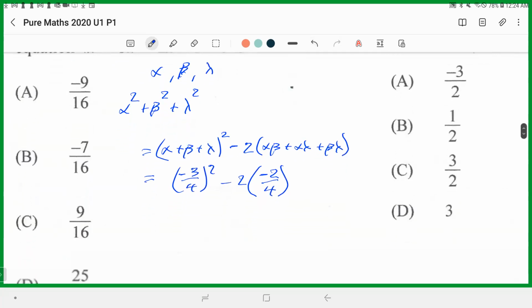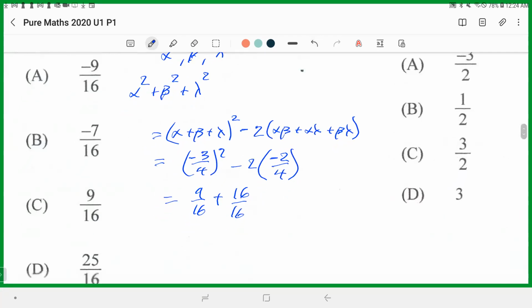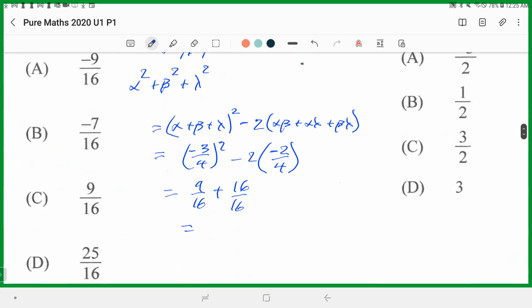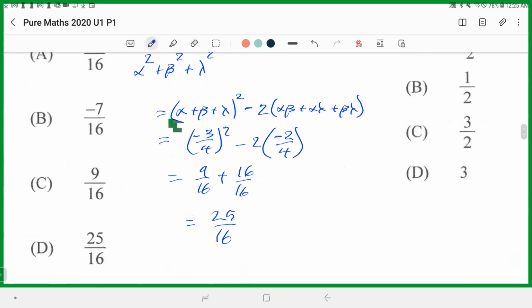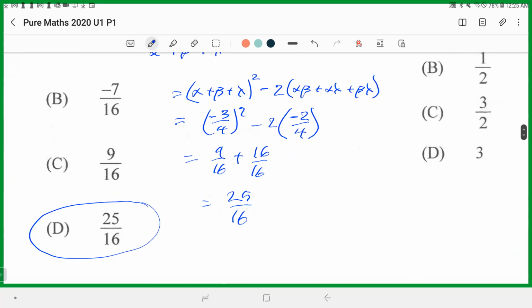Let's work it out now. This is 9 over 16. 9 over 16 plus this, minus becomes a plus. This actually becomes 1, but 1 is the same as 16 over 16. So the final result here is 25 over 16. So it becomes 25 over 16. Right, this answer is right here. That's it.